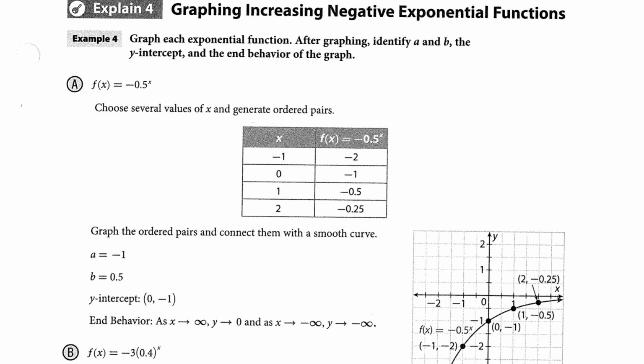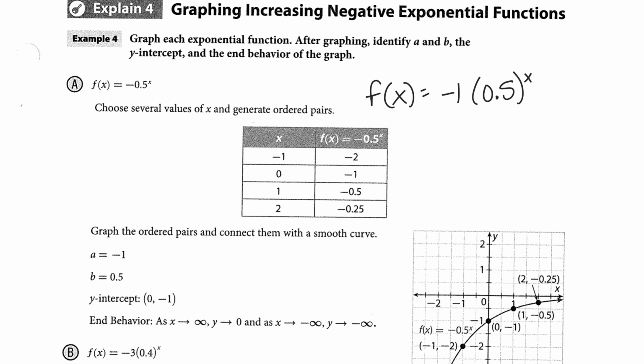So again, we are going to graph the exponential function and list all the same characteristics. This time we have f of x equals -0.5 to the power of x. Another way to write that would be f of x equals -1 times 0.5 to the power of x, because the negative is not in parentheses. If the negative were, like so, then the b value would be negative. But because the negative is not in parentheses, the a is what's negative and the b is positive.